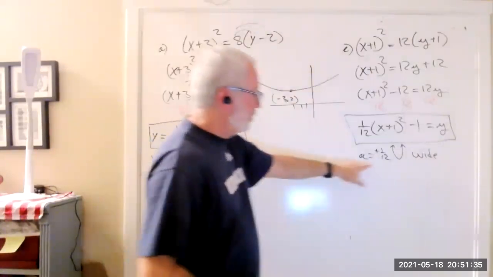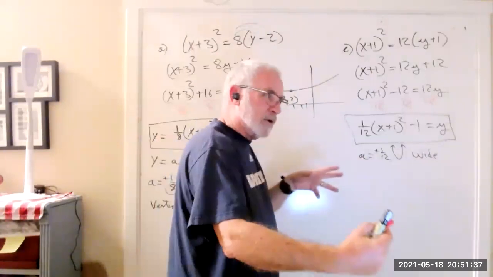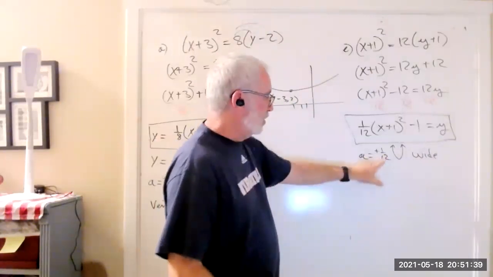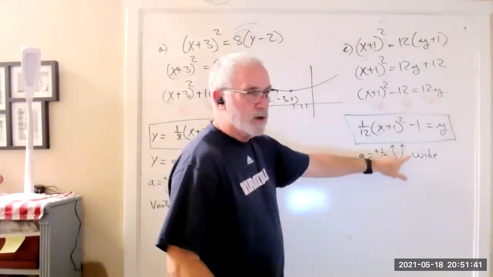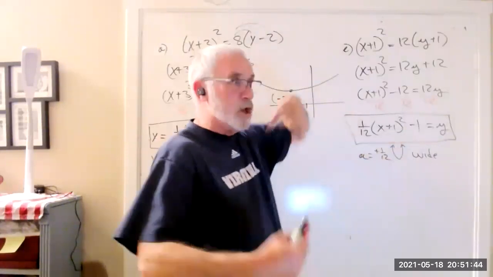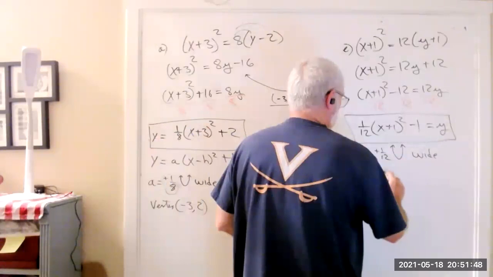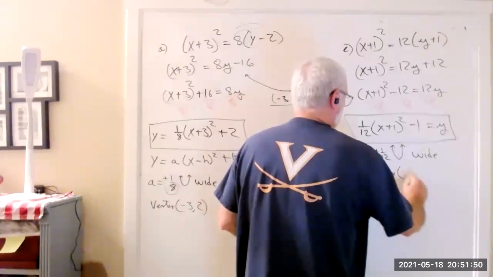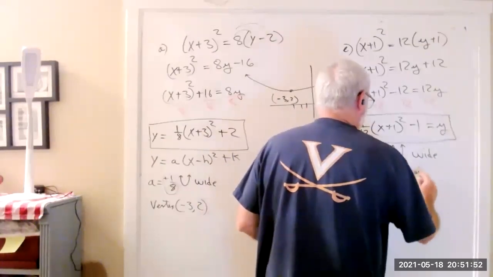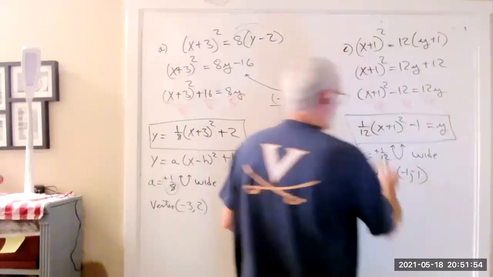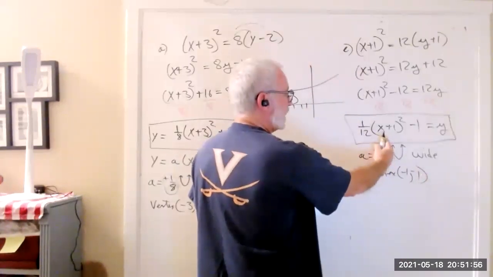The smaller the fraction, the wider it gets. The smaller the fraction, the wider and wider and wider it gets. So this is going to be really wide. But our vertex is -1. Whoops, -1. Take the opposite of that.